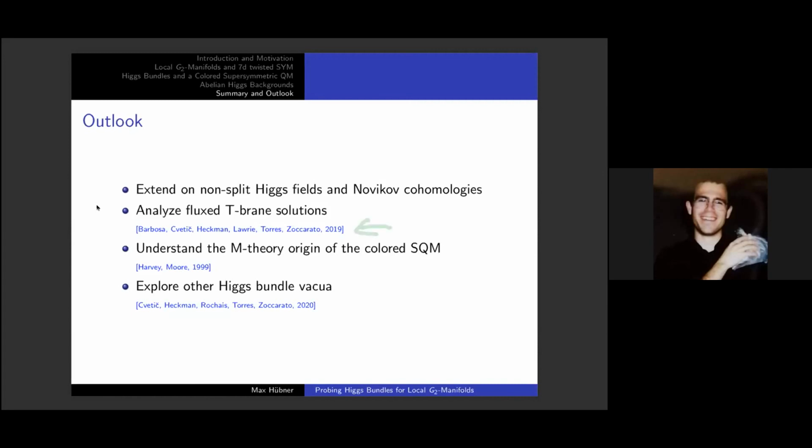Then something which is also interesting is to ponder the M-theory origin of this colored quantum mechanics. This is something that Cyril pointed me towards. And going over the computations by Harvey and Moore, what the case must be is that this quantum mechanics is in some sort a dimensional reduction of an M2-brane probing a G2 manifold. So fleshing that out would be a valuable contribution.